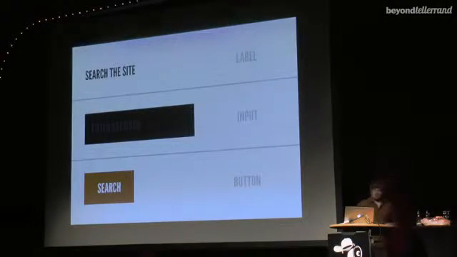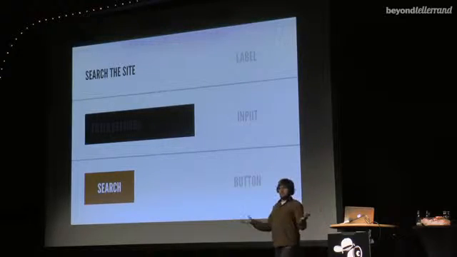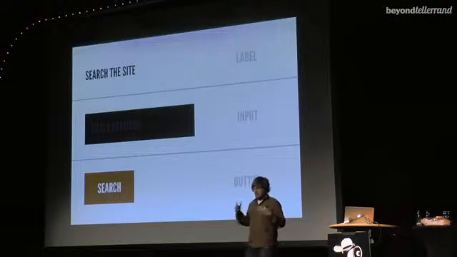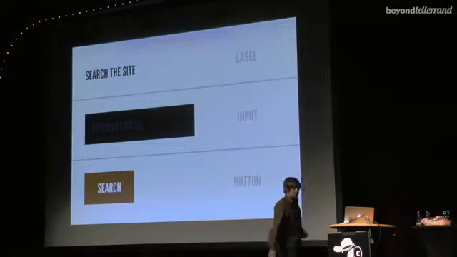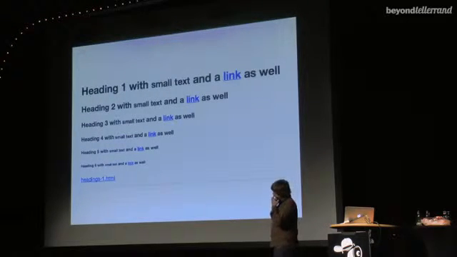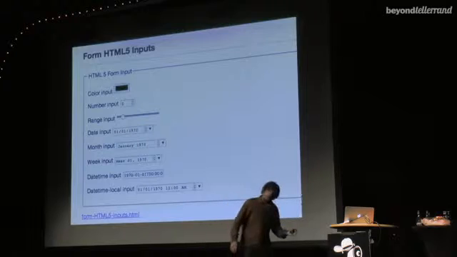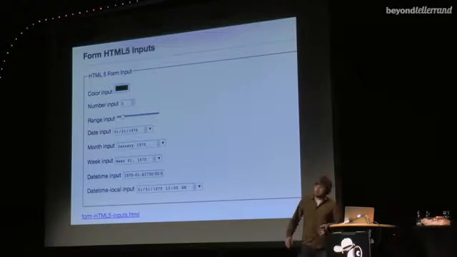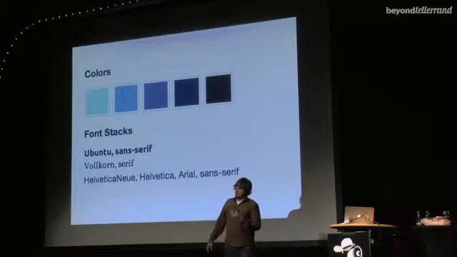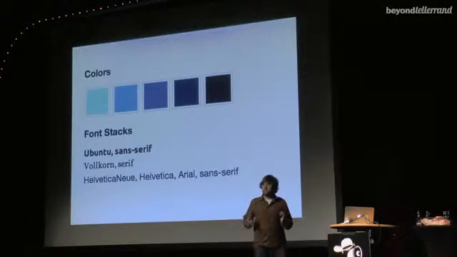So whenever we look at this, right, these are three atoms. We have a label, we have an input, and we have a button. Pretty straightforward, right? And whenever you see this in pattern libraries and stuff, this is more or less what they're doing, right? Here's a header, here's a second level header, here's a third level header, et cetera. Here's a color input, here's another kind of input, here's an email input. But even other things that aren't necessarily tags themselves, like colors, font stacks, right? And so we have this basic building block of an experience.